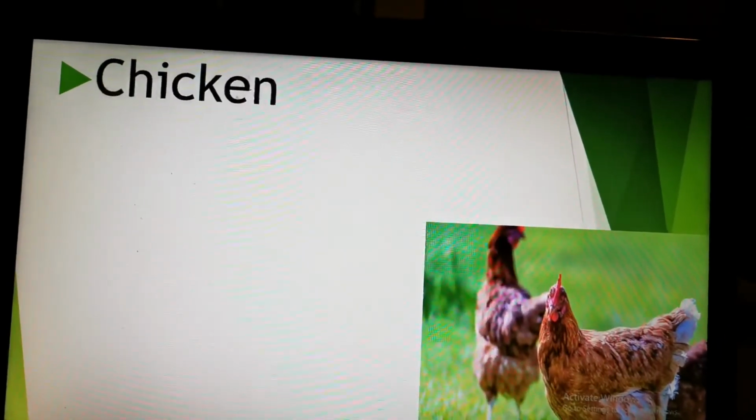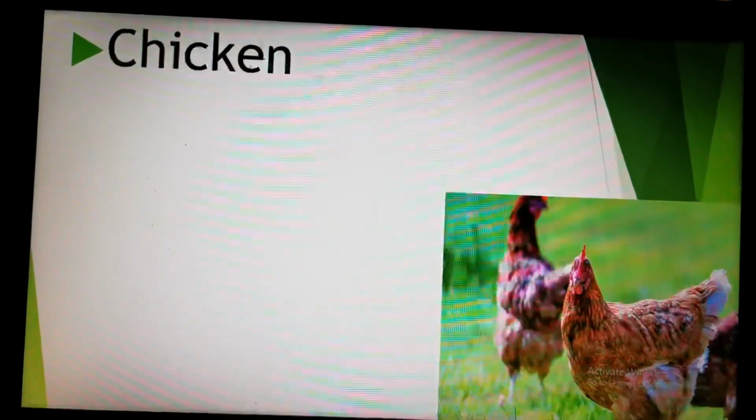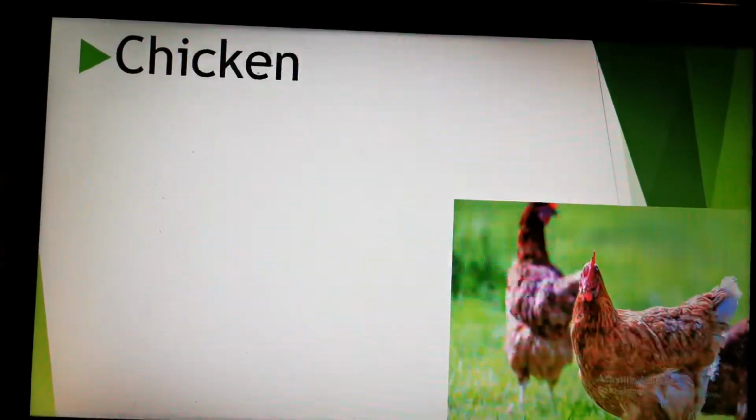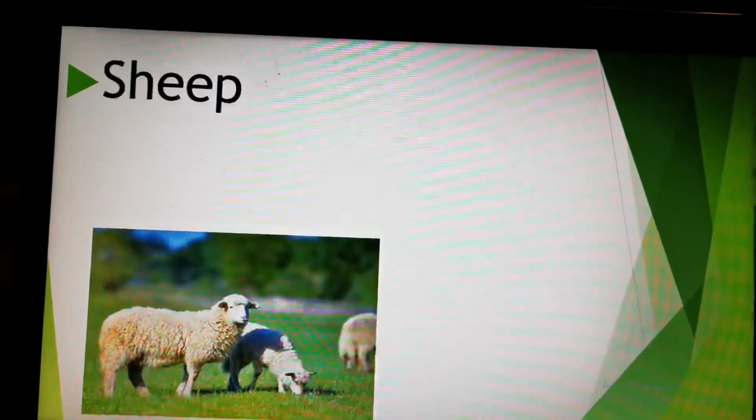Chicken, in Arabic we call it دجاجة. What's the benefit from it? Yeah, we can get the eggs from it. Sheep.